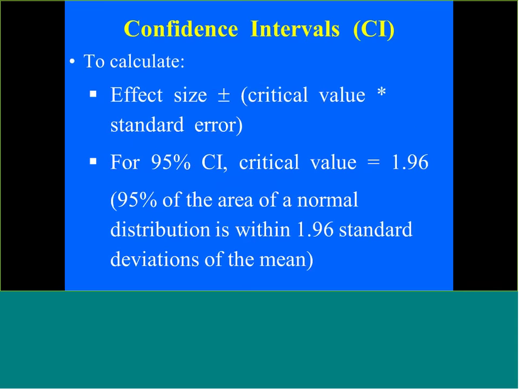And you calculate this, and it comes out in your SPSS output, but to calculate it, it's your effect size plus or minus a critical value times the standard error. And for the 95% confidence interval, the critical value is 1.96. And so you would take that and multiply it by the standard error.